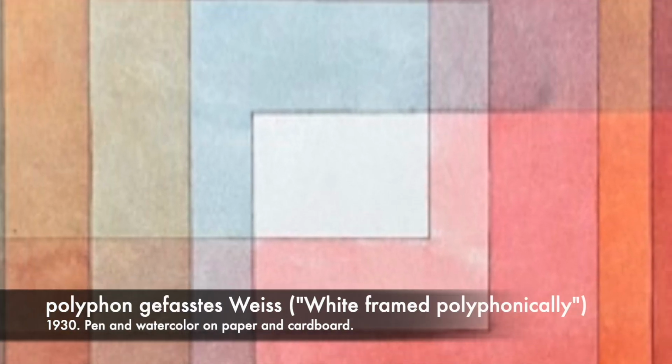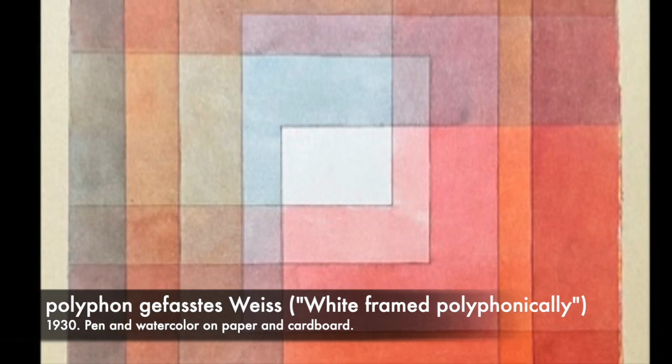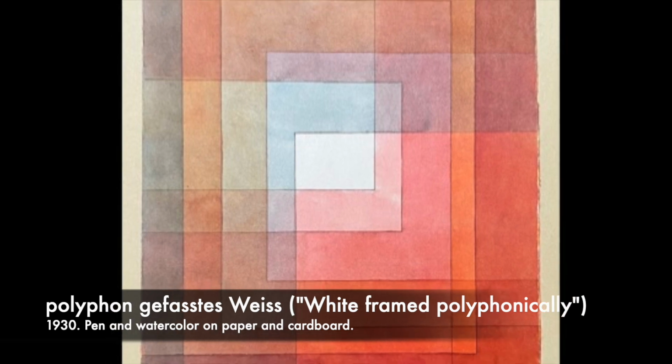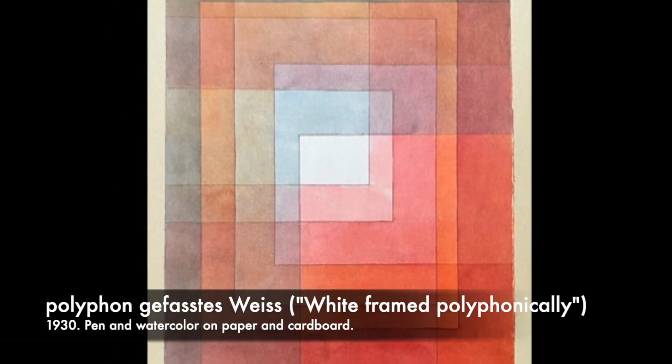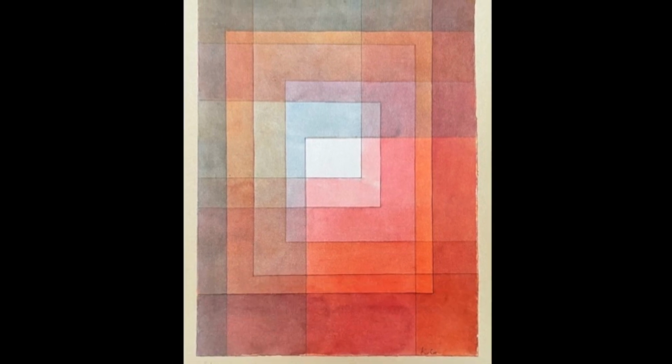In his 1930 painting White Framed Polyphonically, a series of overlapping watercolor layers border a small, white rectangle in the center. The independent multiple voices are the layers outlined in black pen. The simultaneity lies in the resulting variations of shades and shapes produced by the layers.